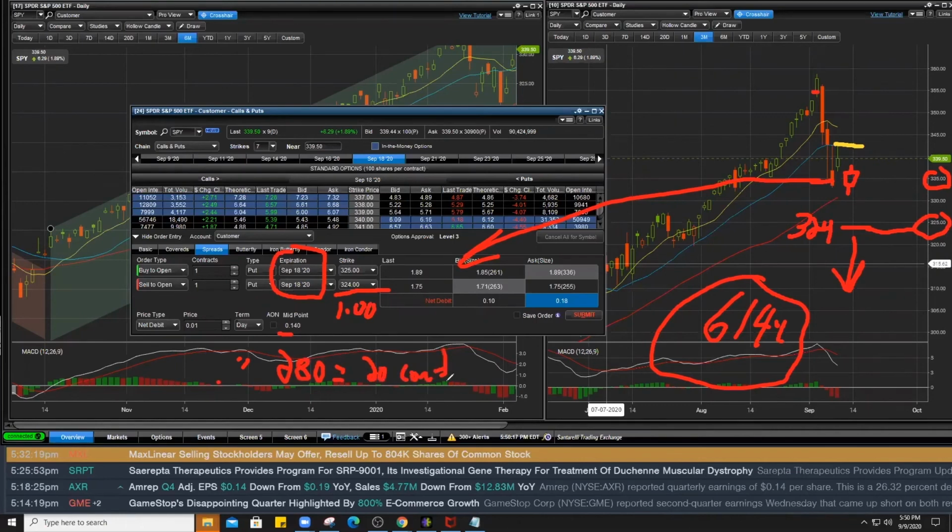The nice thing about that, those 20 contracts that you just paid $280 for could be worth $2,000 if you get a candle below that 324 on expiration. If it's at 324 or lower on expiration, that's going to turn that $280 into $2,000. That's where you're going to make that 614% return.